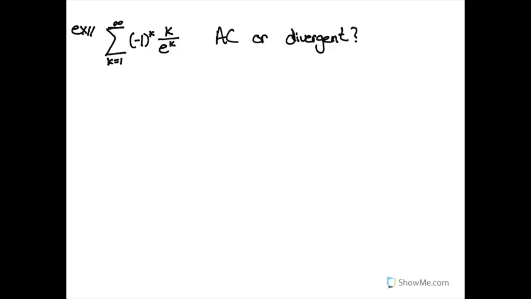Well, first we have to see if we can apply the ratio test here. So the ratio test works for a series with non-zero terms, and in this case, the series has non-zero terms, because k over e to the k does not equal 0 for all k greater than or equal to 1. Because if k is greater than or equal to 1, the numerator is obviously non-zero. And of course the denominator e to the k is always non-zero. So the series has non-zero terms.